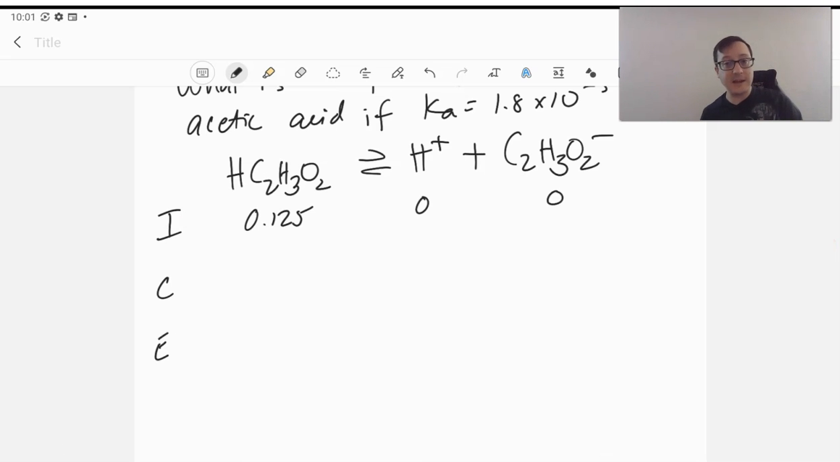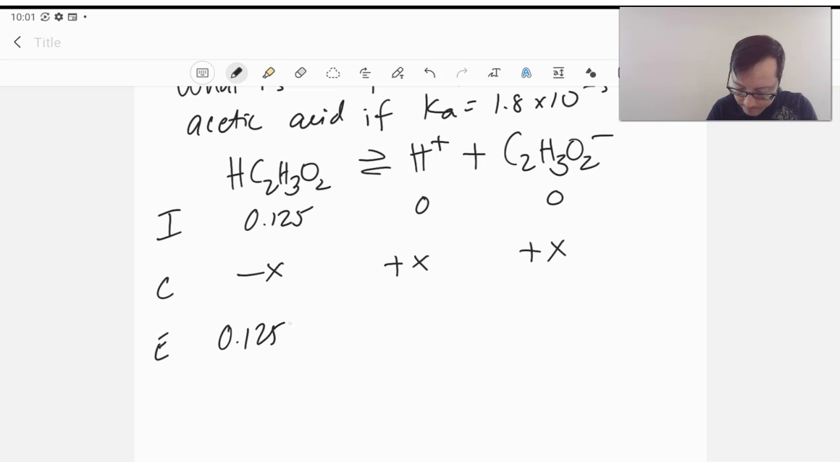We're going to see clearly Q is going to be less than K, right? Because we have nothing of our products. But if we did, we would use Q like before and evaluate where the equilibrium is and how it's going to need to proceed in order to reach equilibrium. But for now, we can tell very clearly we have nowhere to go from 0 except up. So we'll get the following.